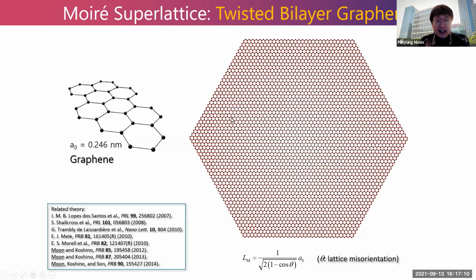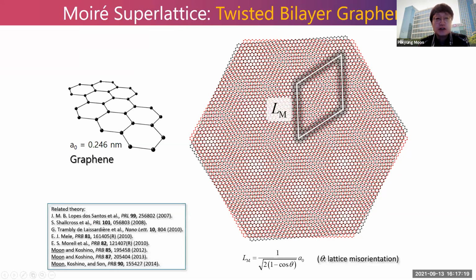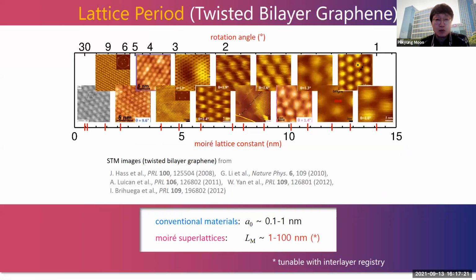The Moire pattern is not a hypothetical phenomenon. We can actually measure and observe the Moire pattern by using a scanning tunneling microscope. For example, here we see that as the rotation angle varies from 30 degrees to 1 degree, the Moire pattern observed in our STM image increases, and the Moire period increases up to 10 nanometers. This is a very interesting property of Moire superlattices.